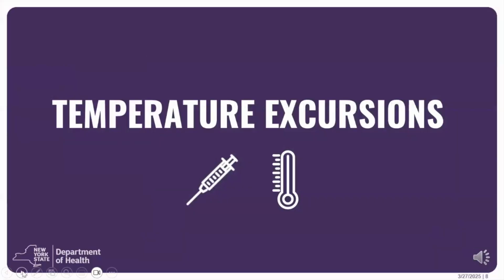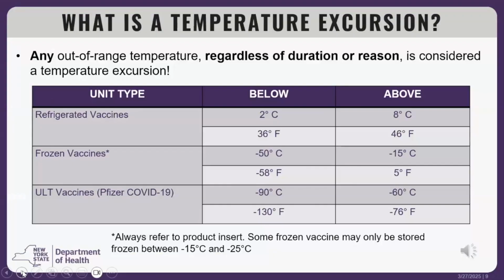In the next section of this training, we will review out-of-range vaccine storage temperatures, known as temperature excursions. The New York State Vaccines for Children program defines a temperature excursion as any out-of-range temperature, regardless of duration or reason, with or without the alarm or X on the digital data logger being triggered.